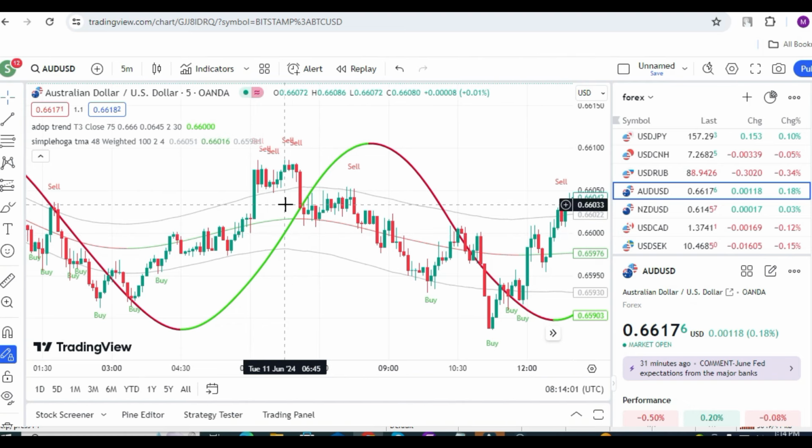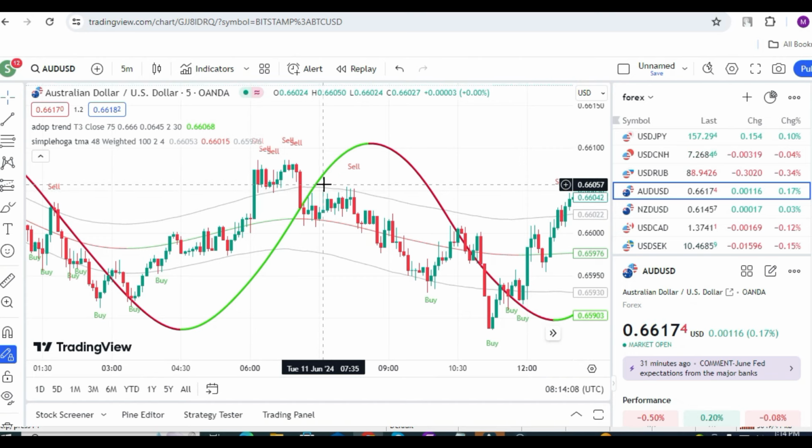Here you can see you are getting a sell position, but this adaptive trend line is below. When the adaptive trend line comes outside, or you can say upside from the upper band line, and the candles are inside. These are candles outside, now the candles come inside. This is your valid sell entry.